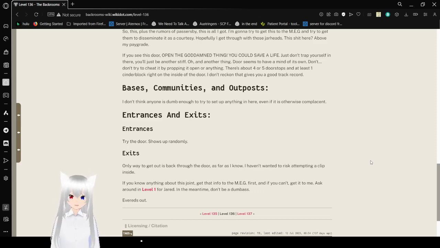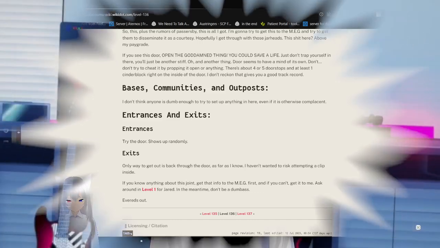If you know anything about this joint, get that info to the MEG first, and if you can't, get it to me. Ask around in Level 01 for Jared. In the meantime, don't be an idiot. Everett's out. That was a pretty short one. Looks like that was about a little broom closet that just traps you in there if the door closes.